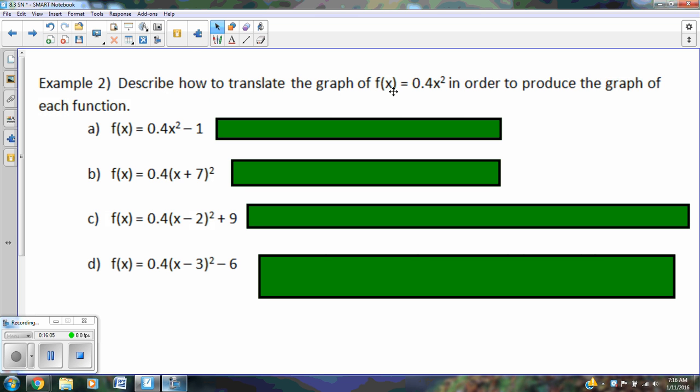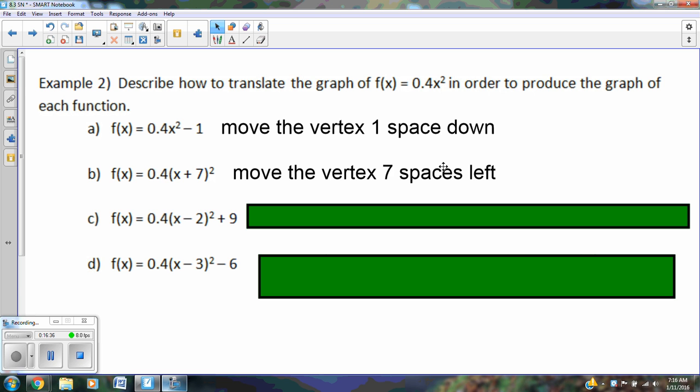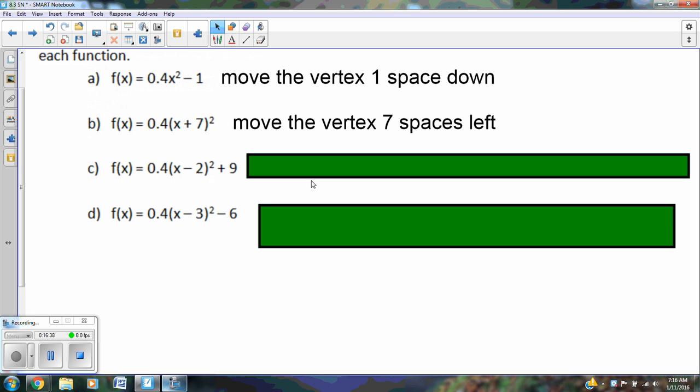Describe how to translate the graph of f of x, or remember, we can replace y right there. f of x equals 0.04 x squared in order to produce the graph of each function. So if we have 0.04 x squared with a minus 1 at the end, notice this minus 1 is not inside the parentheses. So it's at the end, which means it moves the vertex 1 space down. In this case, we have a plus 7 in the parentheses along with x. So plus 7 in parentheses means move the vertex 7 spaces left.